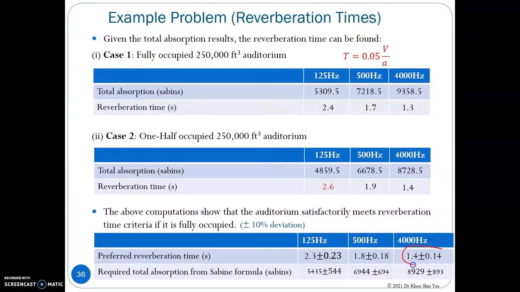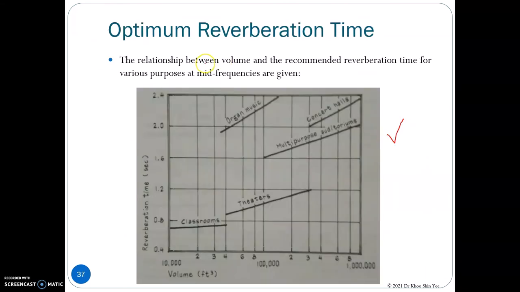Similarly, the recommended reverberation time at 4000 Hz is equal to 1.4 seconds plus minus 10%. So we check the reverberation time when it's fully and half occupied to be 1.3 and 1.4 seconds, which is within the range. Therefore, the listening conditions at 4000 Hz are good for both cases. In this figure, the relationship between the volume on the x-axis and the recommended reverberation time on the y-axis for various purposes at the mid-frequency are given here.